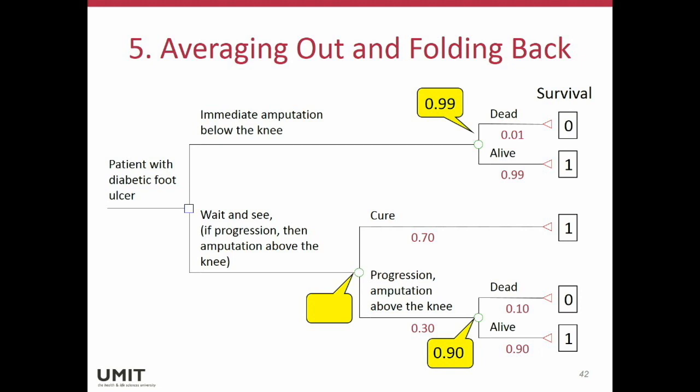So what is one branch that can happen? It's the cure branch. So what's the part I calculate here? 0.7 times 1. Thank you. So that's 0.7 times 1. That's 0.7.